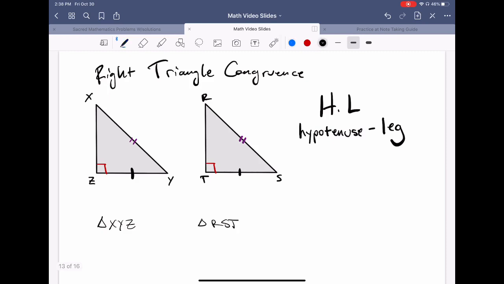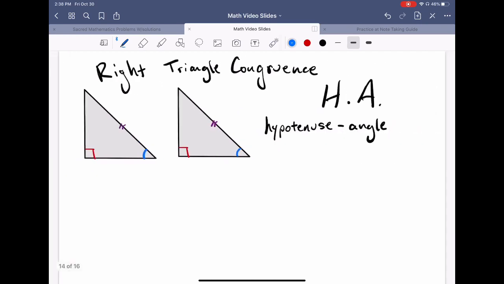Next, we have hypotenuse leg. The hypotenuse is marked congruent for both right triangles and a corresponding congruent leg. This is similar to the first congruence postulate we looked at, which was leg. I can use the Pythagorean theorem. If I don't know what B is, but I know A and C, I can solve for B, and it's going to be the same in both triangles. Therefore, those two triangles are congruent. This is also a special case of side.